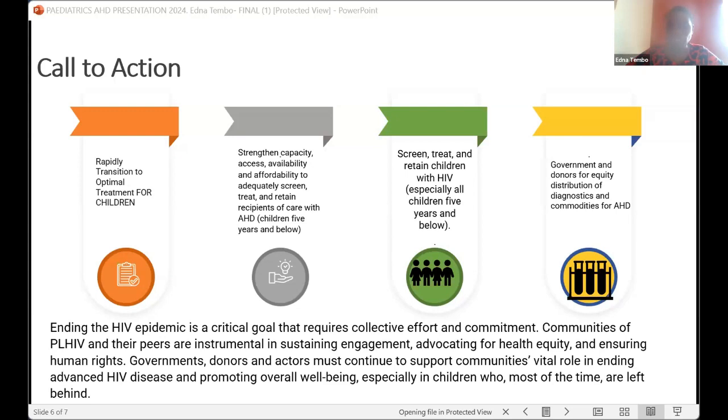So government, donors, and actors must continue to support communities, a vital role in ending advanced HIV, especially focusing on children who are most left out, and also they are a critical population. I think let me stop there because of time. I hope next time I'll be going through the details of my presentation.